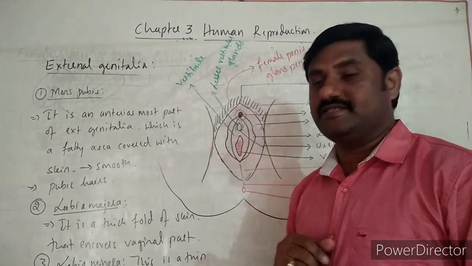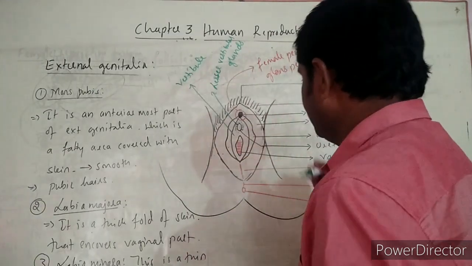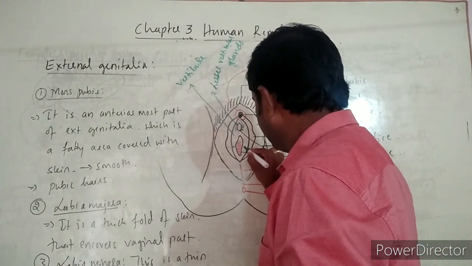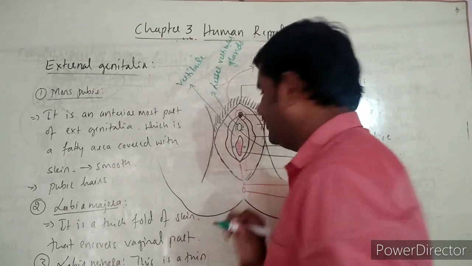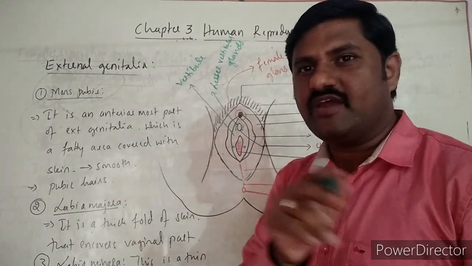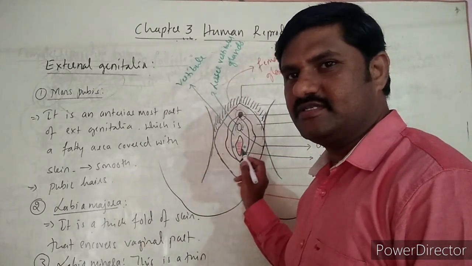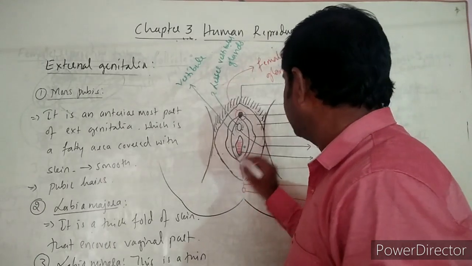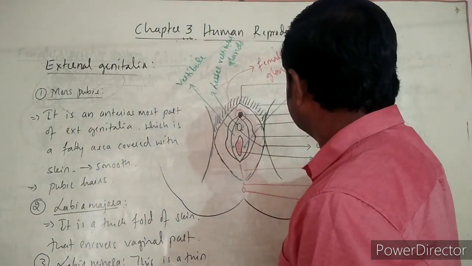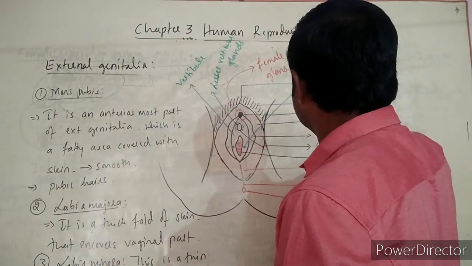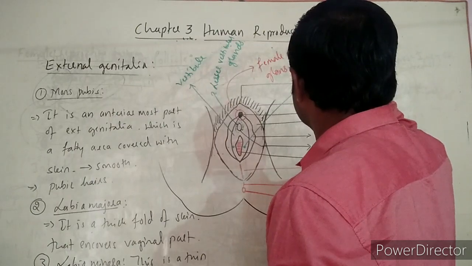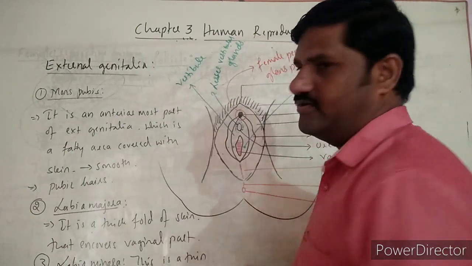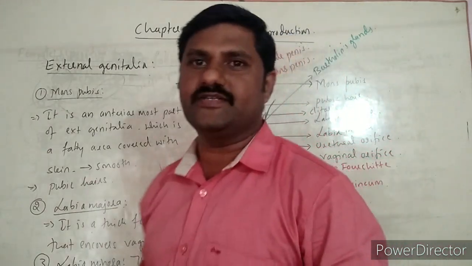And simultaneously there are a pair of glands that you come across on either side of the vaginal orifice, and these glands are known as Bartholin's glands.